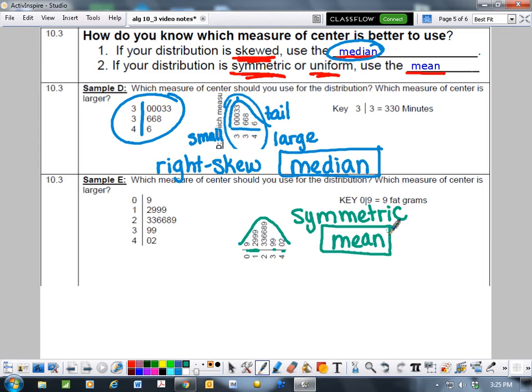Now the only caveat or change to this is if we have an outlier. If it looks like we have an outlier, we would check to see, do we have an outlier? And if we have an outlier, even though it's symmetric, we would always use the median. But that's not something that we're really going to get into until you take an upper level math class.